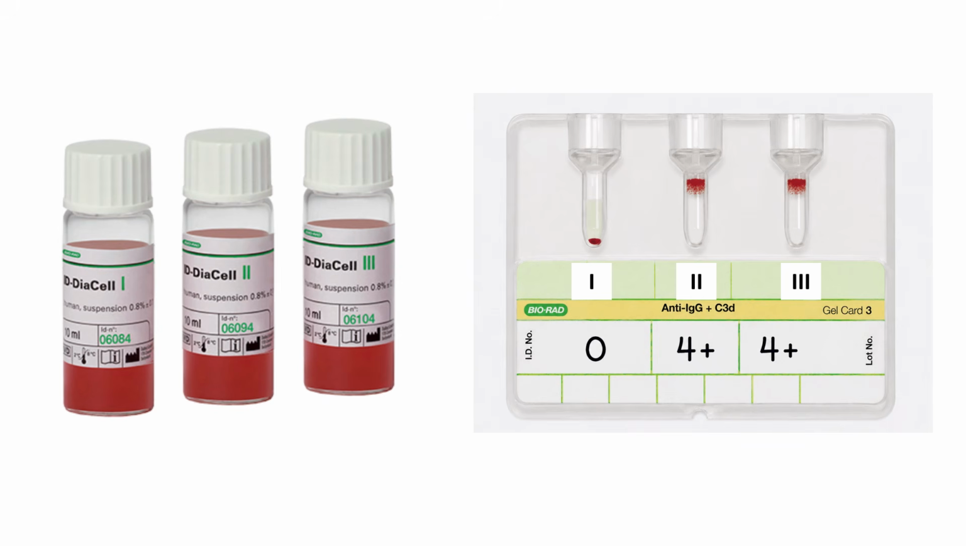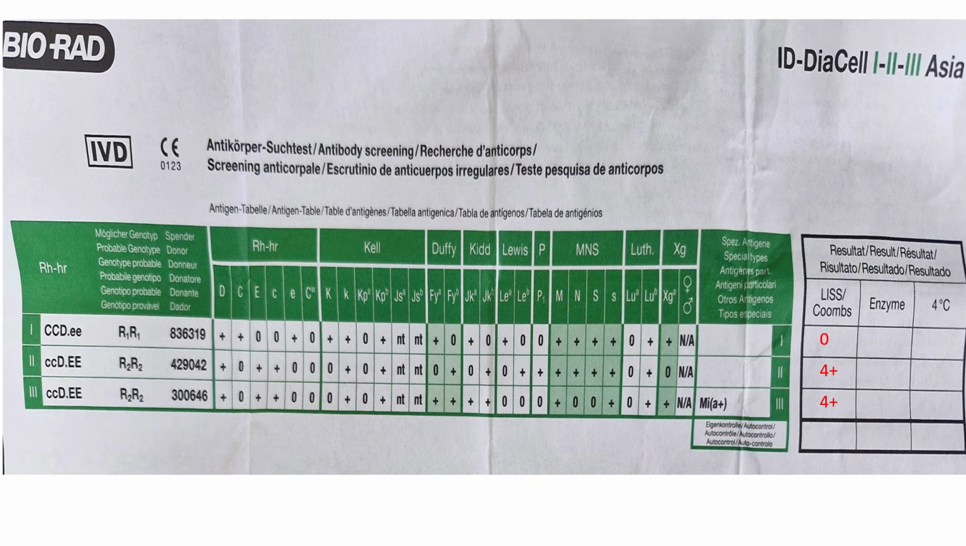We use Biorad's ID Diacell commercially prepared red cell reagent 3-cell panel on column agglutination technology, AHG gel card. In the first cell there was no reaction. In the second and third cell there was a strong 4 plus agglutination reaction. This is Biorad's corresponding antigram for the 3-cell red cell reagent panel which we use. We mark the corresponding reactions of the cells on the antigram. In the first cell, 0 reaction. In the second and third cell, 4 plus reaction.